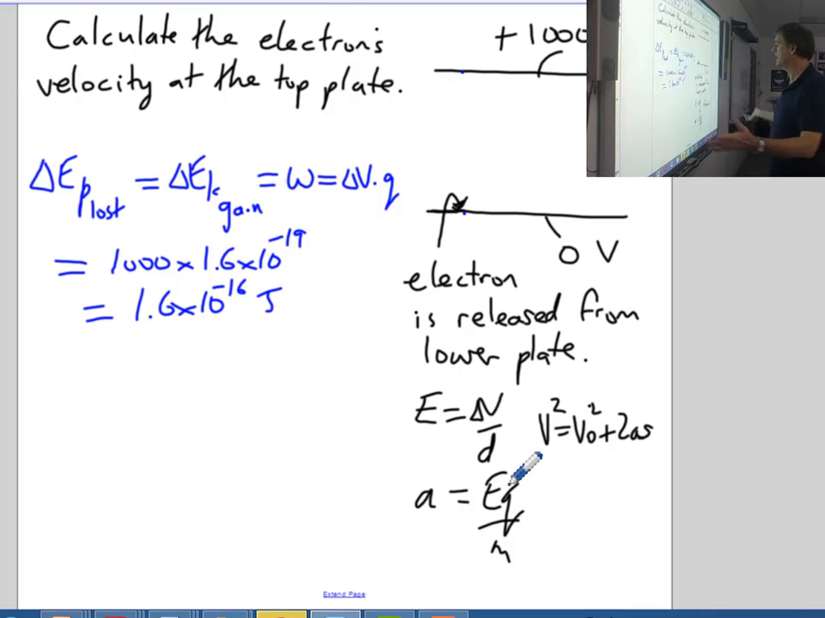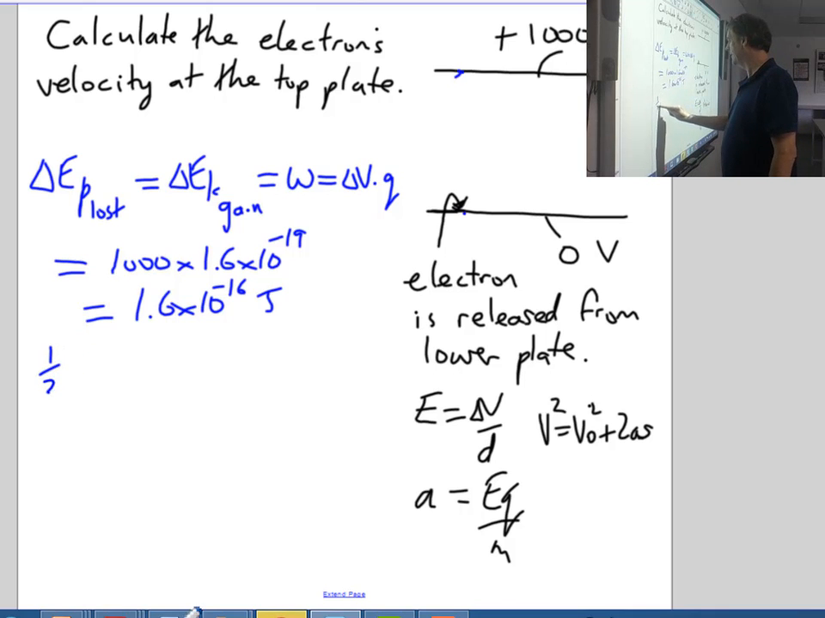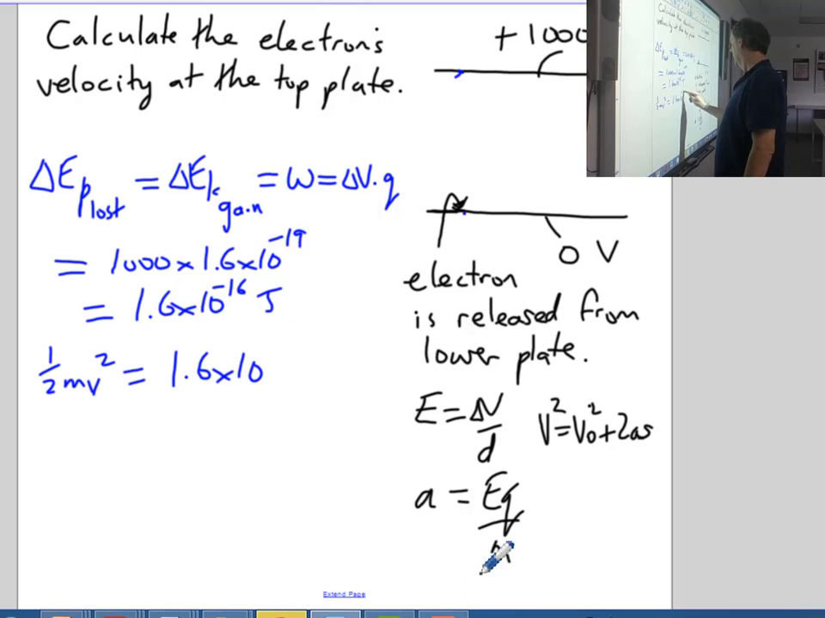So now that I've actually worked out the amount of kinetic energy you should have all the way at the top, because it should be equal to the electrical potential that it started with, we can now go and do a half mv squared and just rearrange for v. And this will also give you the velocity, probably a lot quicker than the other method.